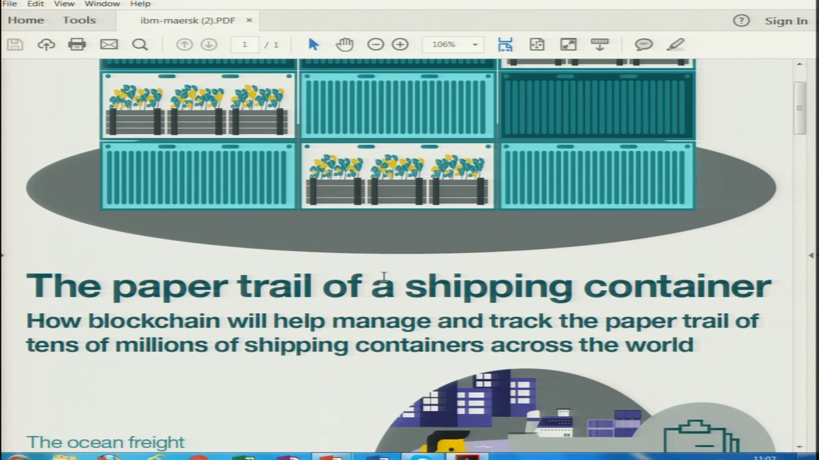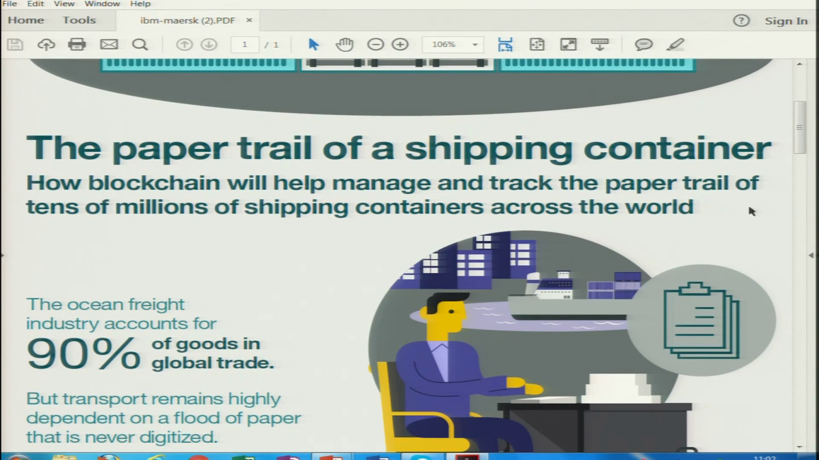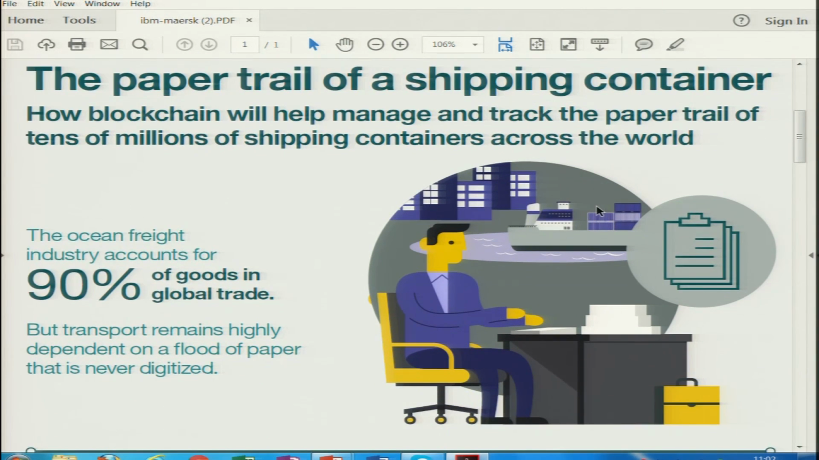How do the documents, as I explained, as materials move, documents also have to go with them. How do the documents move along with the container? How blockchain will help manage and track the paper trail of tens of millions of shipping containers across the world.